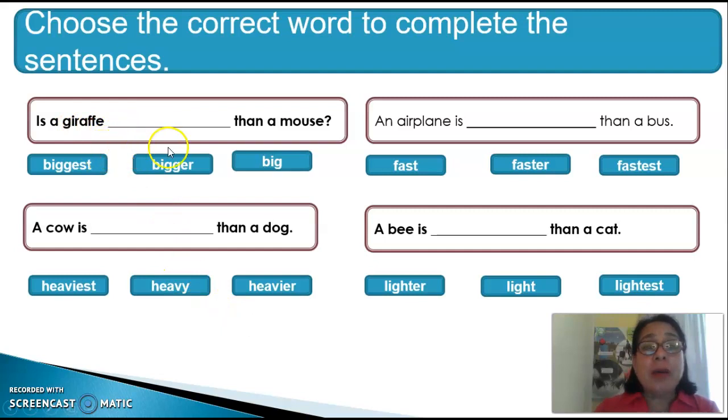Is a giraffe than a mouse? Biggest, bigger, or big? Yes, the comparative form is bigger. So bigger will be written here, okay? An airplane is than a bus. Fast, faster, or fastest. Please choose the comparative form and write it on the line. A cow is than a dog. Heaviest, heavy, or heavier. So please do it on your own. A bee is than a cat. Lighter, light, or lightest. Choose the comparative adjectives in this activity to complete the sentences. Okay?